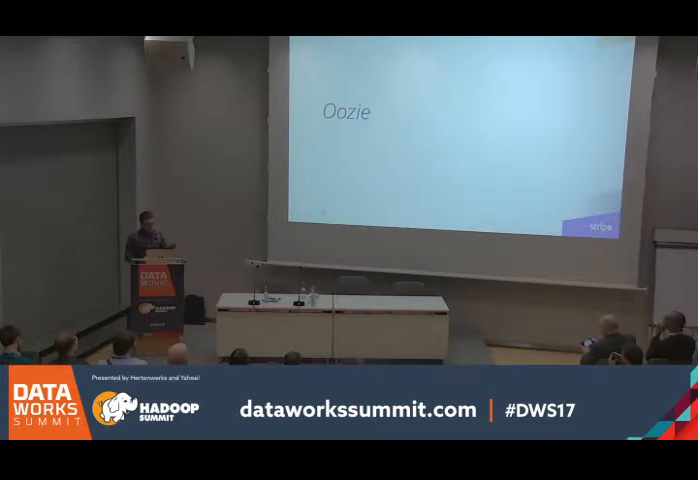So first off is Oozie. Oozie is the original Hadoop workflow engine. I think it's the one people most commonly think of when they hear workflow engine for Hadoop. It's an Apache project, and it's pretty commonly shipped with major Hadoop distributions, which is another reason it's often top of people's minds. And as a result, it's one of the more tightly integrated with the Hadoop ecosystem as a whole.